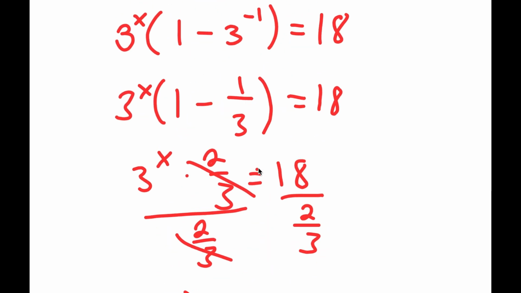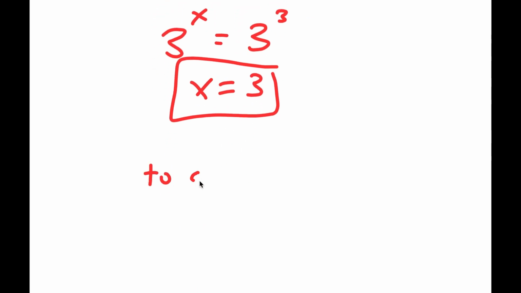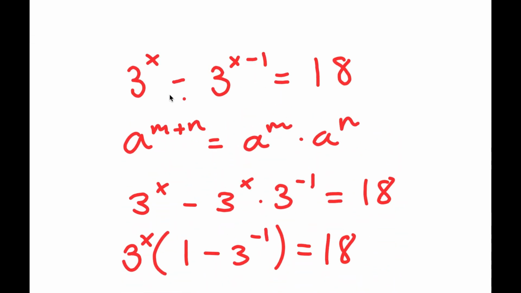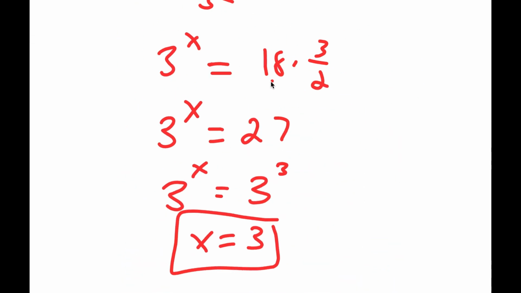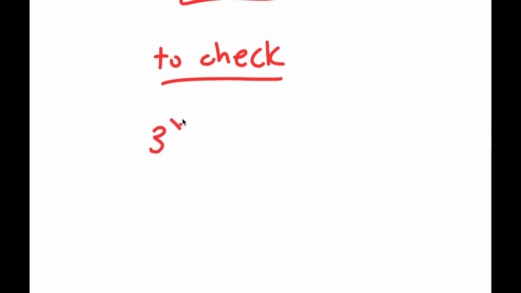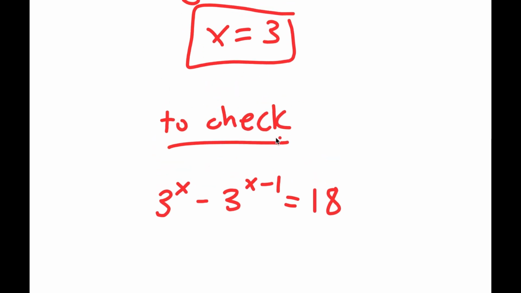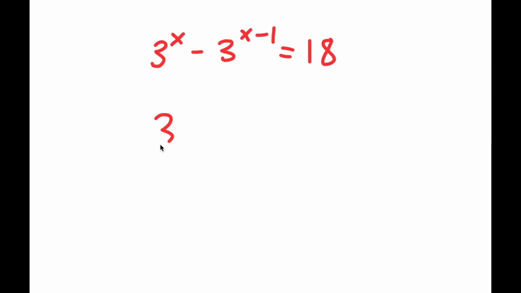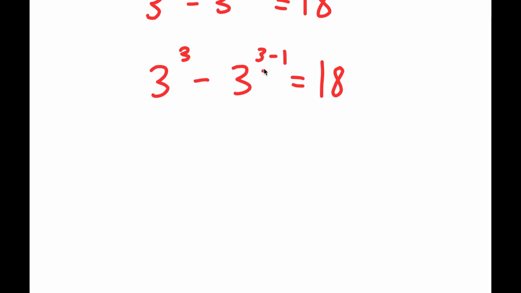So now, to check, I got 3^x minus 3^(x-1) is equal to 18. And x is 3, so I have 3^3 minus 3^(3-1) is equal to 18. And 3^(3-1), that's 3^2, so I have 3^3 minus 3^2 is equal to 18.